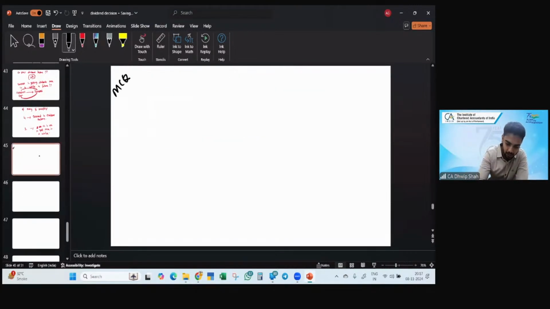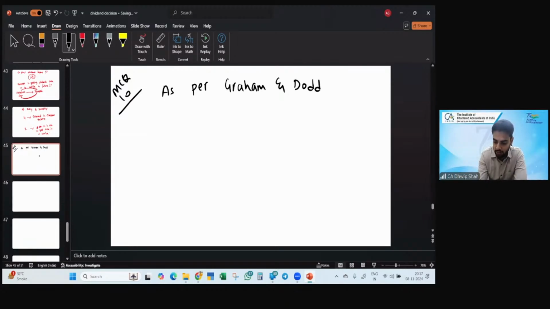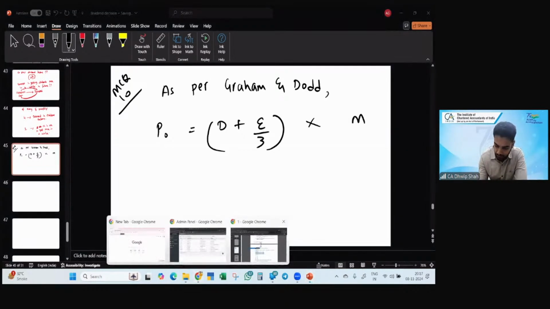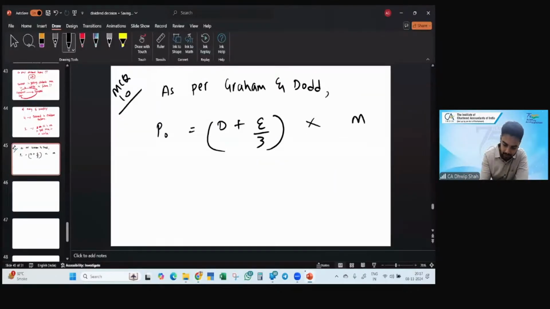Okay, so MCQ 10. Had this question been asked in the subjective part, our way of solving would be like this. Since it is an MCQ, you can directly solve on the calculator. But had this been a subjective question, your way of solving should be like this. First, you have to write down the formula: P0 is equal to (D plus E upon 3) multiplied by M. Okay? P0 is given, 56.